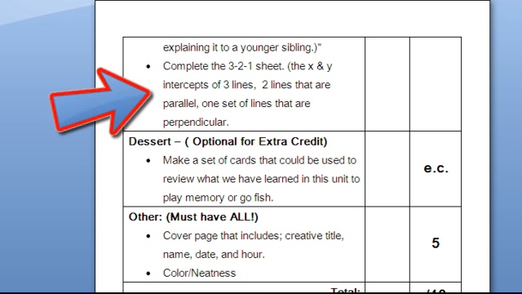Your last choice for this section is to complete the 3-2-1 sheet. I have this sheet available for you at the front of the class. What you're going to have to do is find the x and y intercepts of 3 different lines. You are going to have to find 2 lines that are parallel to 2 different lines, and then you're going to have to find one set of lines that are perpendicular. So that's the sheet that I have for you at the front of the class.